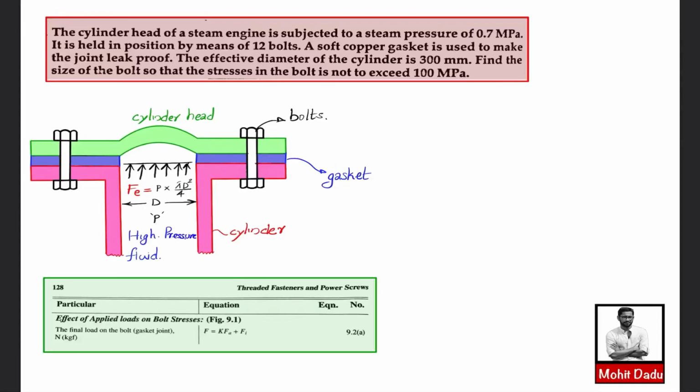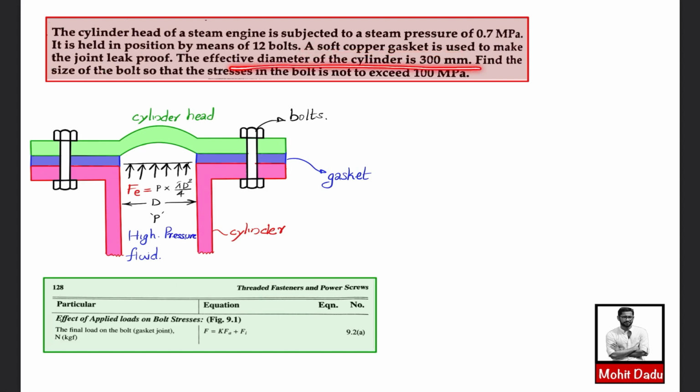Hello everyone. In this video, we'll be solving a simple problem from the design of gasketed joints. So here you can read the question. A cylinder head of a steam engine is subjected to a steam pressure of 0.7 megapascal. It is held in position by means of 12 bolts. So number of bolts is 12. A soft copper gasket is used to obtain the leak-proof joint.